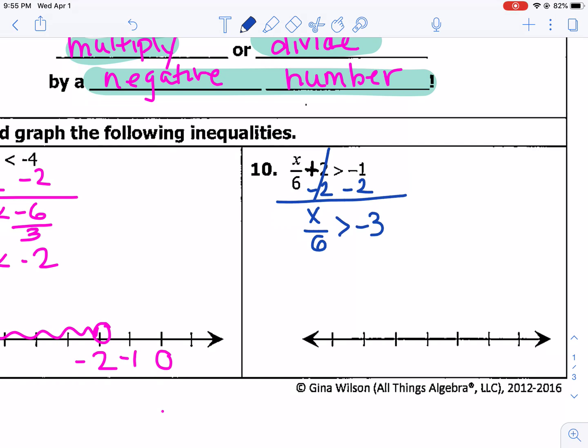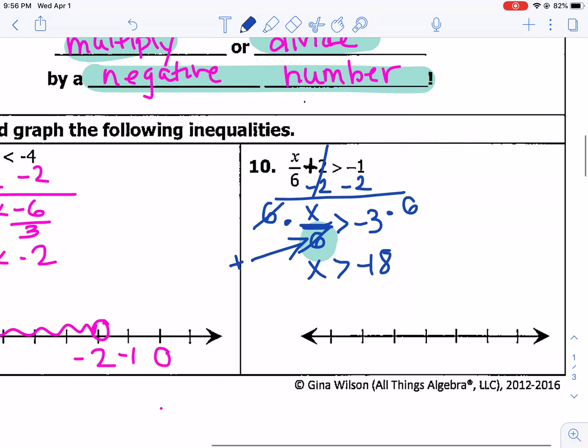And how am I going to get x by itself? Well, if it's being divided by 6, I need to multiply by 6. Those cancel on the left-hand side, and whatever I do on the left I must do on the right. So now I have x is greater than -18. Notice I did not flip the symbol, because 6 was positive. If it was negative, which you'll see in a few problems, then you flip the inequality. It doesn't matter if your answer is positive or negative; it matters that this number is negative. So x is greater than -18.